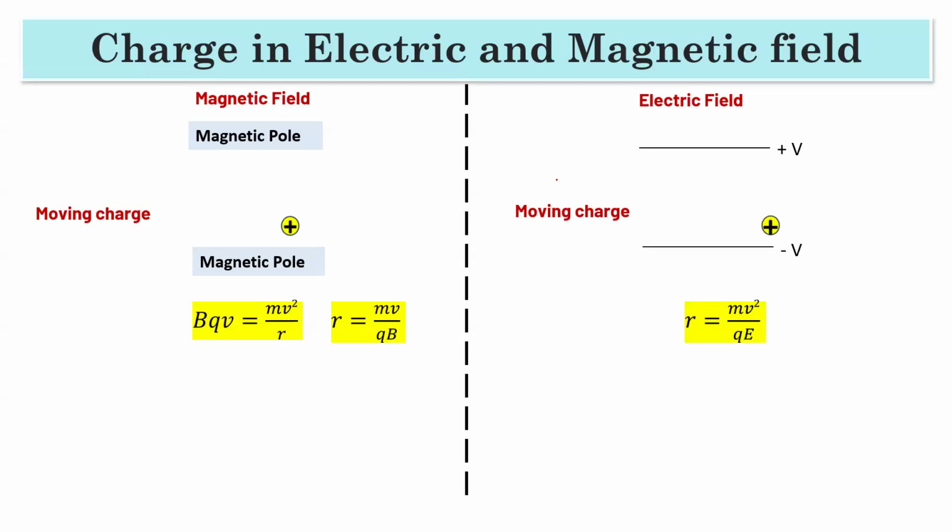Similarly, if your charge is moving and you apply an electric field, what will happen? Your charge will be deflected. So in both the magnetic field and the electric field, the charge will be deflected, and you can know how much deflection there is using this formula.